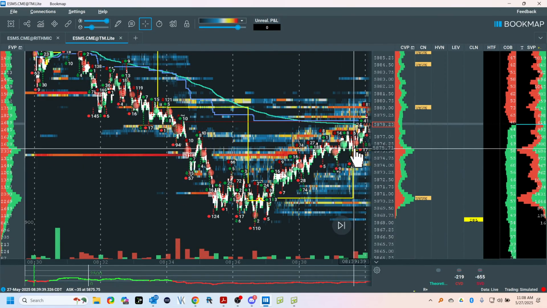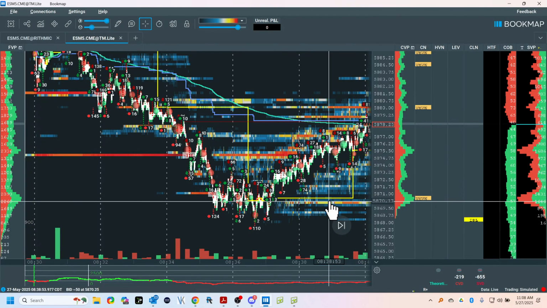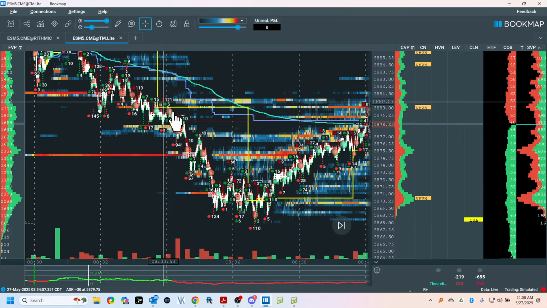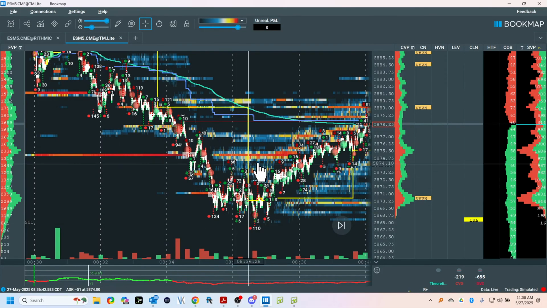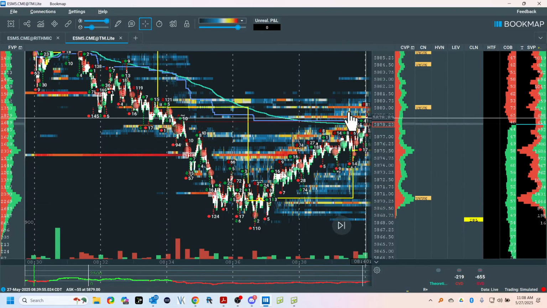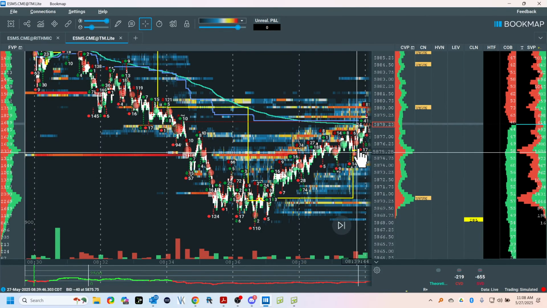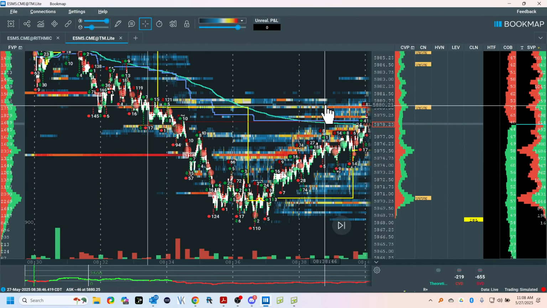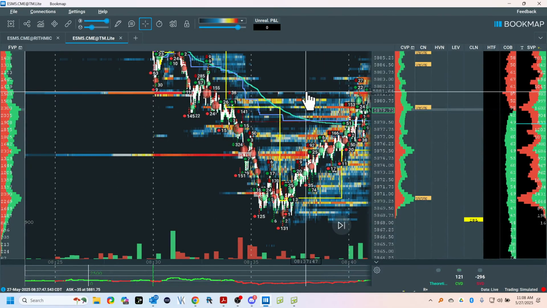VPOC migration. What is this saying? What happened here? VPOC migration, lower. What happened here? VPOC migration, higher. What happens here? VPOC migration. Is it going to go lower? Higher. What do I want to do? Get long.